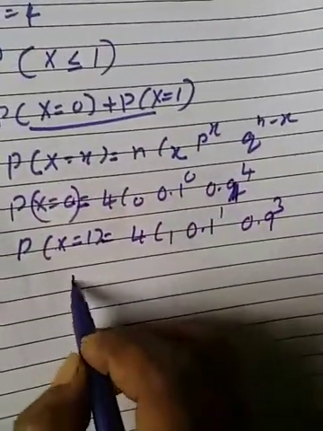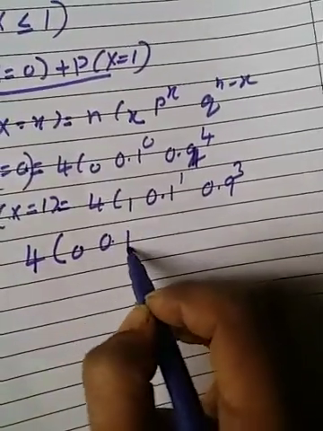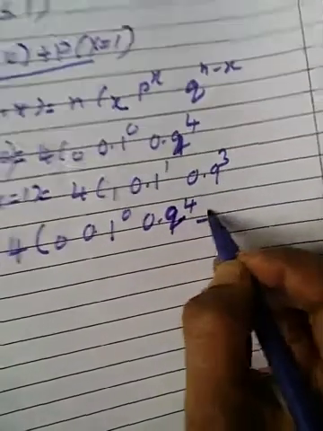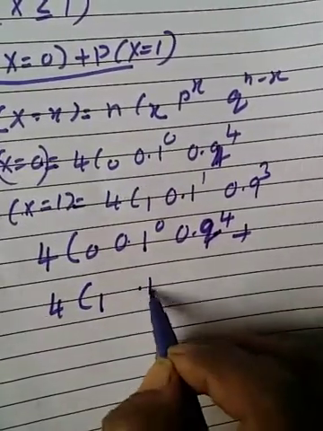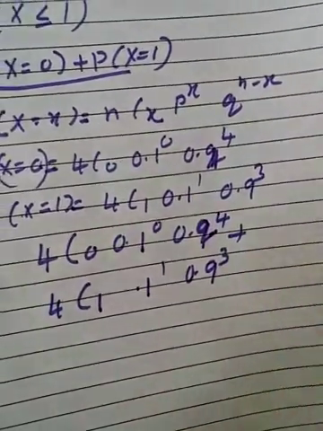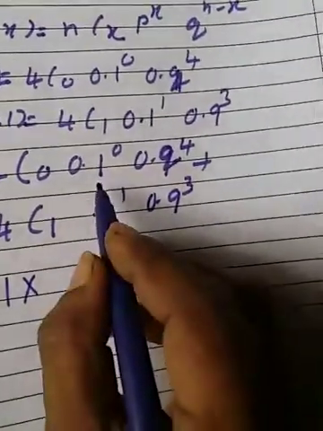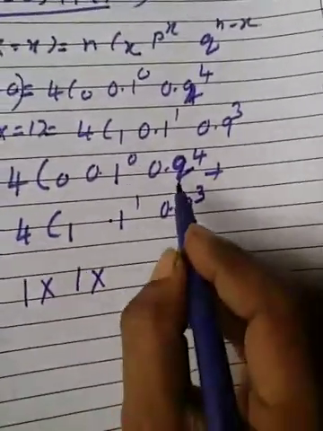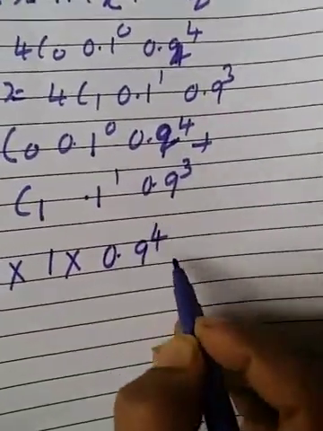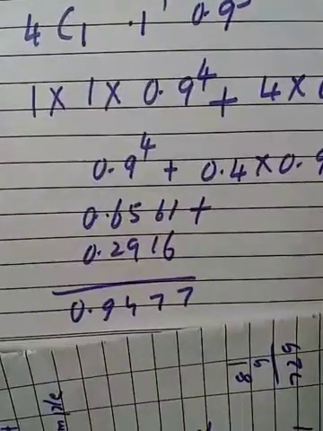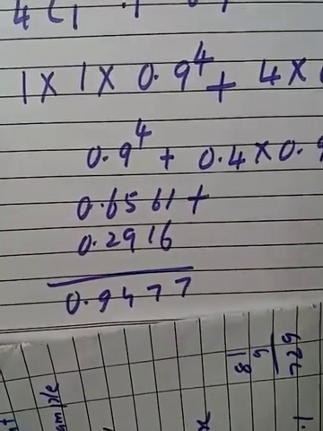Adding both, 4C0, 0.1 raised to 0, 0.9 raised to 4 plus 4C1, p raised to 1, q raised to n minus 1. 4C0 is 1, 0.1 raised to 0 is 1, 0.9 raised to 4 plus 4C1 is 4, 0.1 raised to 1 is 0.1, 0.9 raised to 3. 0.9477.